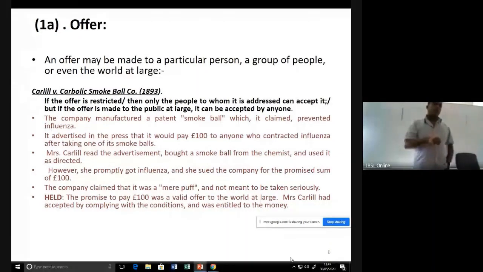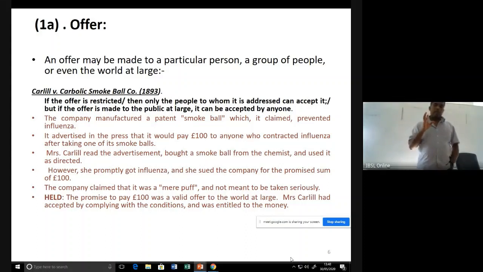After consuming the medicine, she still got affected by influenza. So then what happened? She claimed the money. She said, you have promised £100. Now see, I got your medicine, but still I am affected by influenza. So therefore you have to pay me. The company refused to pay.